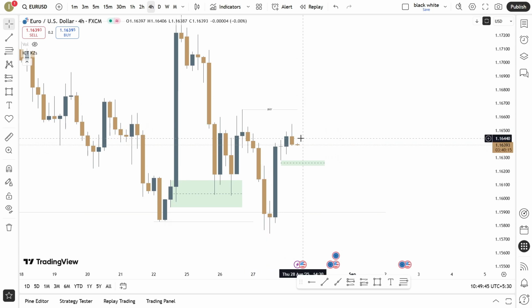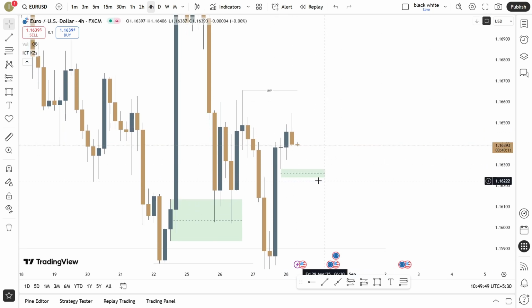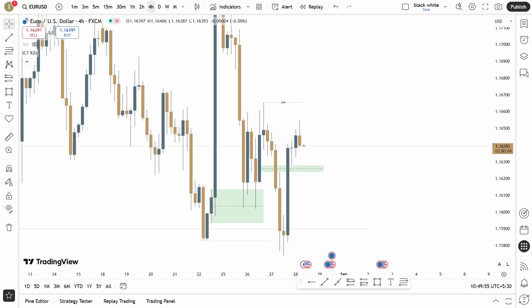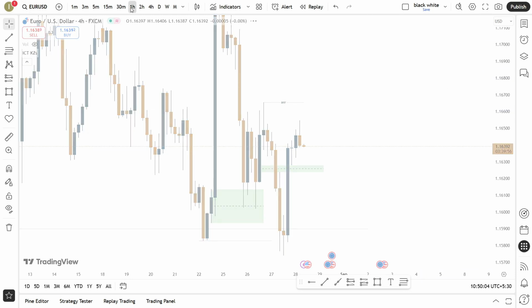So now I'm anticipating that most likely we can tap this BPR, which is marked here, and then we can see either reaction. Just because we are in a confined range zone, I'm not targeting any external liquidity right now. So let's move to the 1 hour.